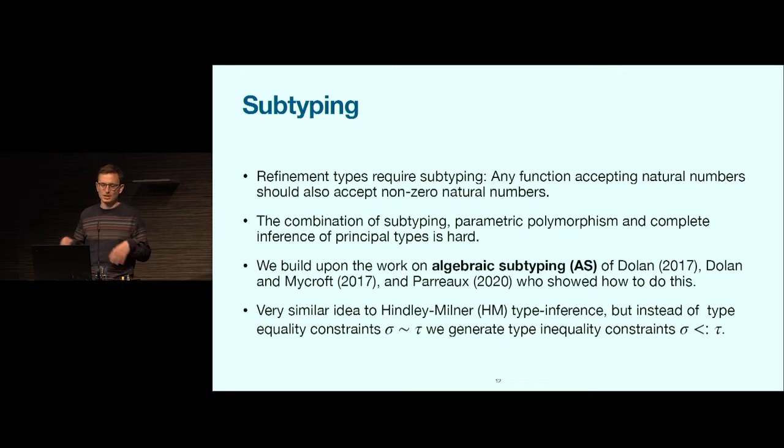I can't go into the details, but the basic idea is similar to Hindley-Milner type inference, but instead of type equality constraints, where type sigma equals type tau, we generate type inequality constraints: sigma is a subtype of tau. There's a constraint solving algorithm for those subtyping constraints, and associated machinery.